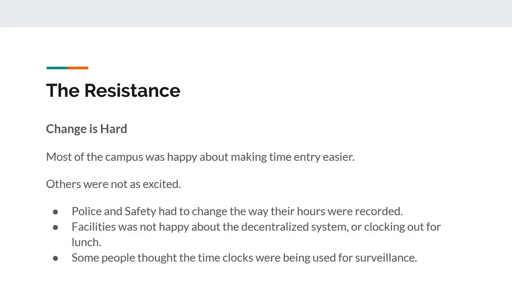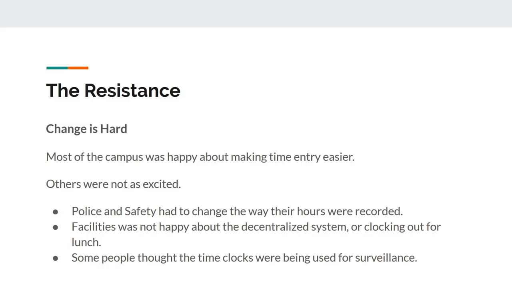Police and safety was one. The reason they weren't happy about it is because of their overnight shifts. Their overnight shifts actually started at 11 p.m. and ended at 7 a.m. the next day. Let's say somebody clocked in at 11 p.m. on Wednesday and clocked out at 7 a.m. on Thursday, then that entire 8-hour shift would be put on Thursday rather than 1 hour Wednesday, 7 hours Thursday.